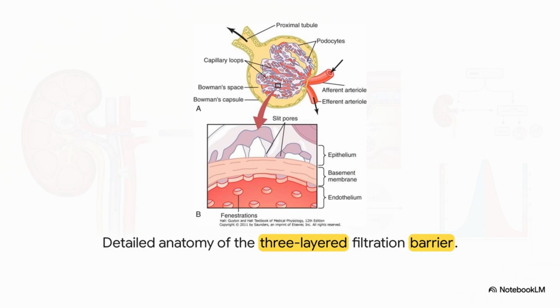Down at the bottom, see those fenestrations? They are literally physical windows inside the endothelial cells. Right above that is the basement membrane, an acellular matrix that acts as a huge electrical charge barrier, essentially repelling negatively charged proteins. Finally, wrapping around the capillaries, you have the podocytes. These visceral epithelial cells have these incredibly intricate foot processes that interlace with each other to form really narrow slit pores. Together, the whole shebang forms our definitive, highly selective barrier.